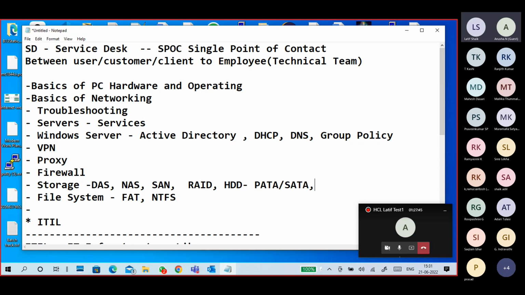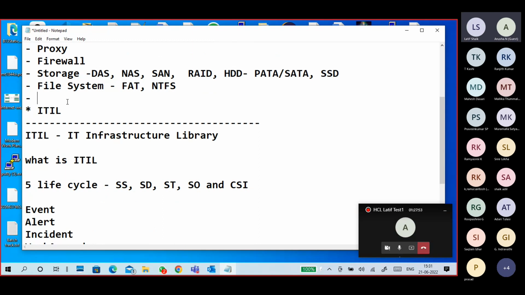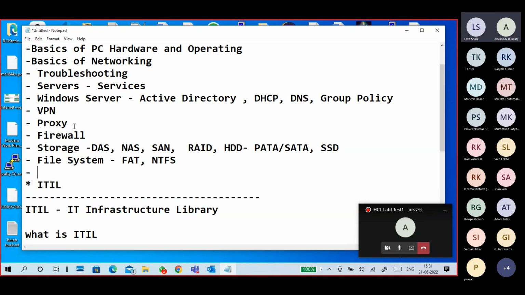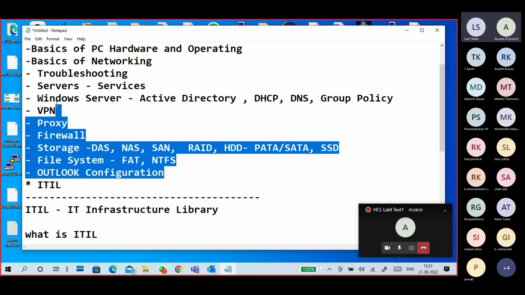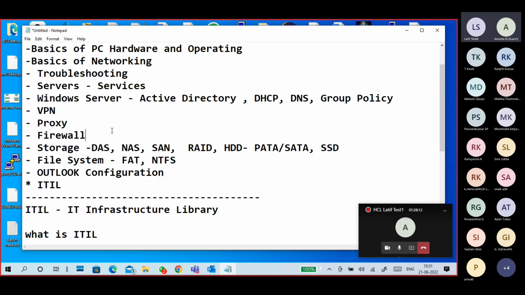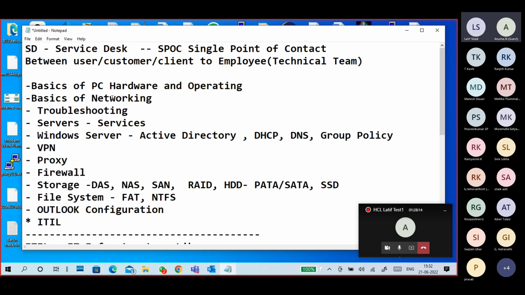SATA hard disk, what is SSD. Of course, this part we have to cover in hardware only. Okay, we'll see that. Next, possibly Outlook configuration. So these are the basic knowledge you must understand to work in a service desk position.